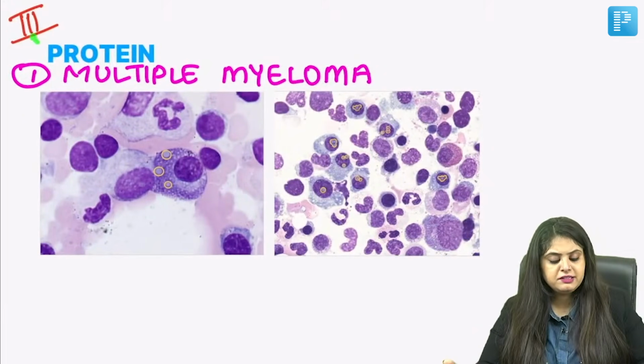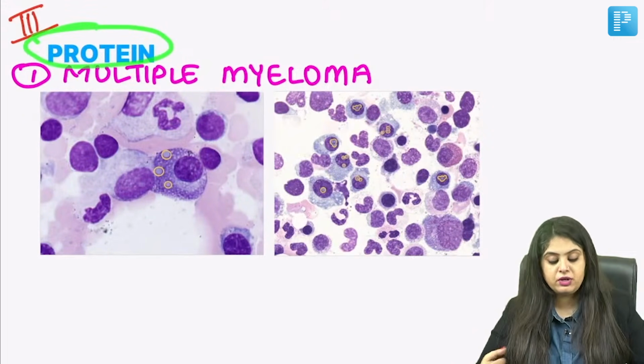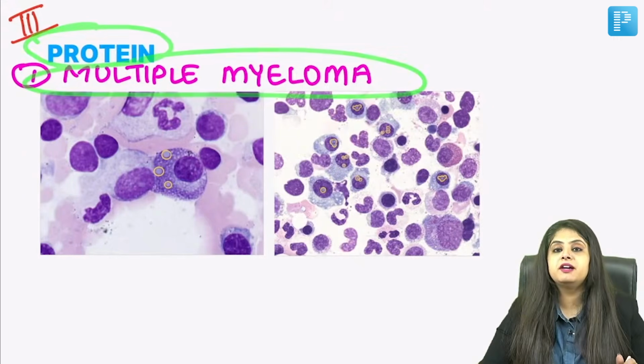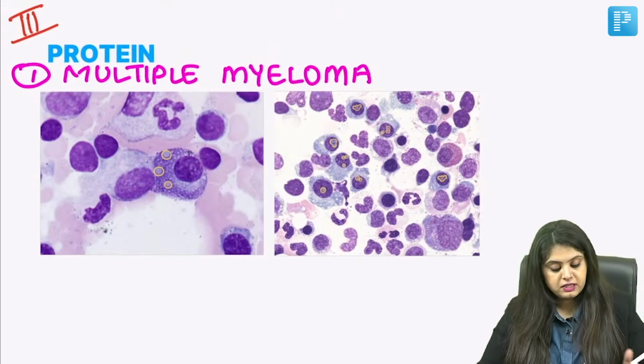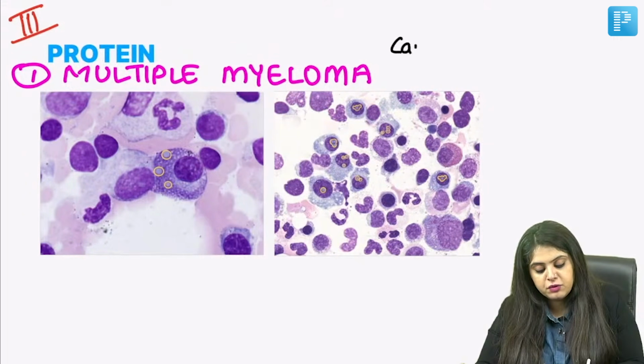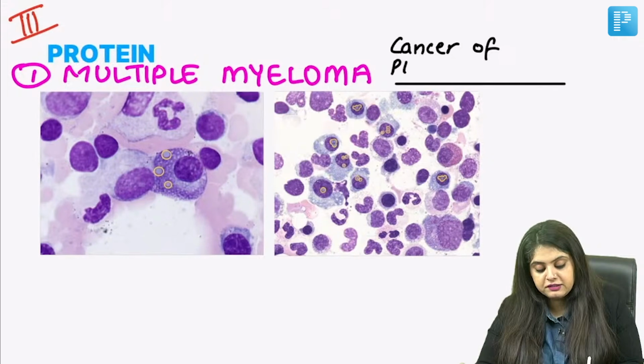क्या क्या proteins हैं ma'am that can get accumulated in my body? Who will tell me the meaning of example 1, multiple myeloma? What is multiple myeloma? It's a cancer. Cancer of what? It's a cancer of which cells? Come on. It's a cancer of plasma cells.